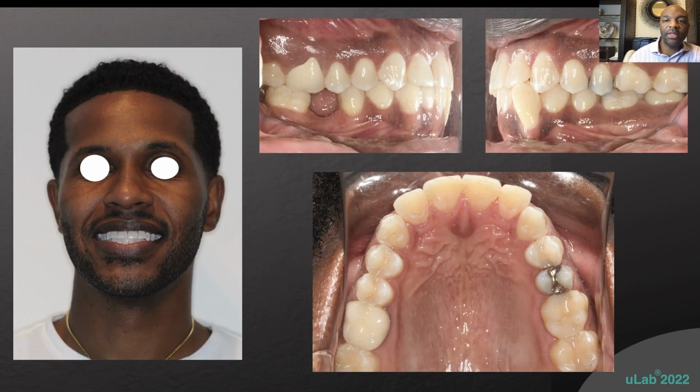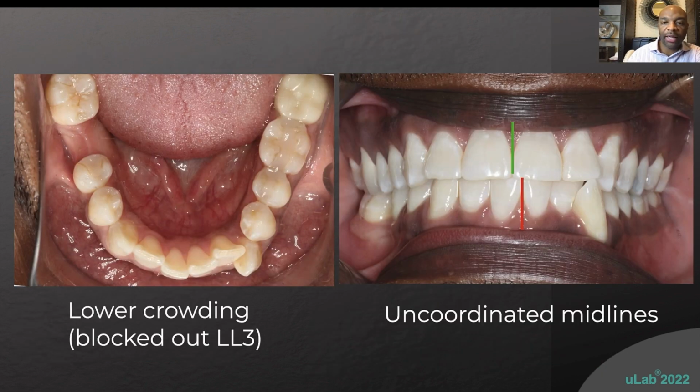And so this is the upper and lower, and you can look at that lower right 3 and the crossbite that is in. We're missing the lower right 6. The occlusion though is in a really good spot, so I'm happy with that. And then we have some mild crowding in the upper.